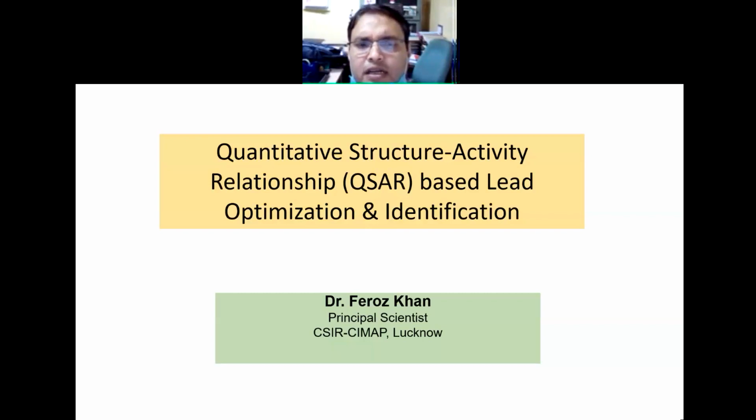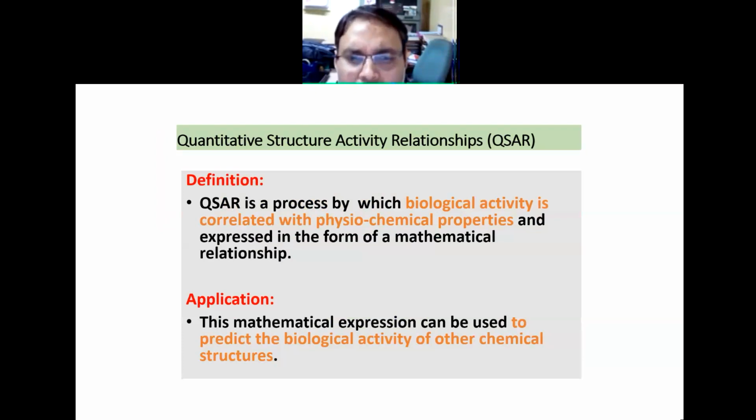As the title itself indicates, we are using the quantitative values of the structural activity and the structural properties, making a correlation between these two parts, and trying to develop a model which can predict or screen potential molecules. So let's see the definition. As shown in the slide, QSAR is a process by which biological activity is correlated with physicochemical properties and expressed in the form of a mathematical relationship, for example a line equation, which is also called y = mx + c.